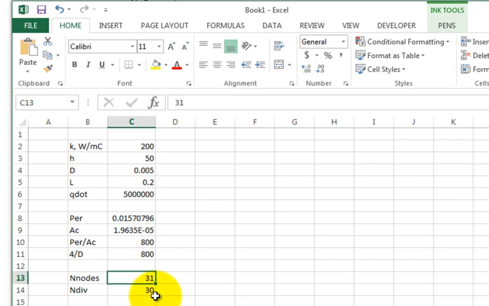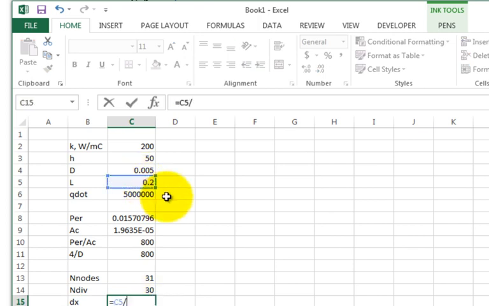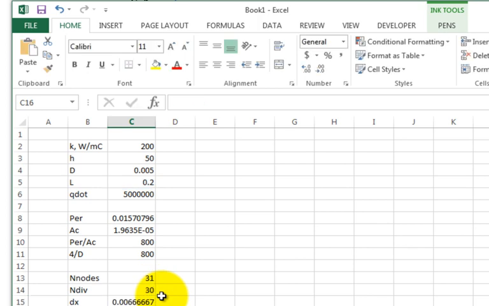This is the beauty of it, isn't it? You can update things pretty quick. Anyway, so I'm going to calculate what dx is. dx is equal to L divided by the number of divisions, and away we go there.